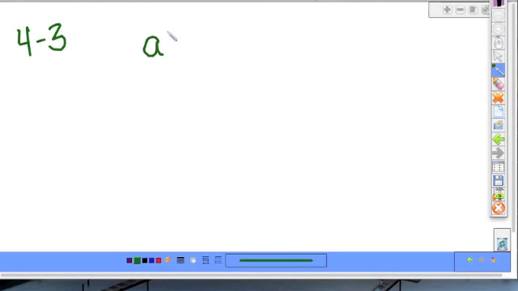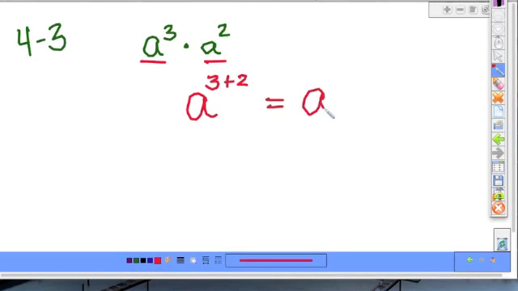What if I had a to the third times a to the second? My base number is always going to be my big number or my larger integer. For this one I have a variable, it's an a. So my base number, or my variable, stays the same. Now what I'm going to do is take these exponents and add them together. So I'm going to do 3 plus 2, which is going to give me a to the 5th power.